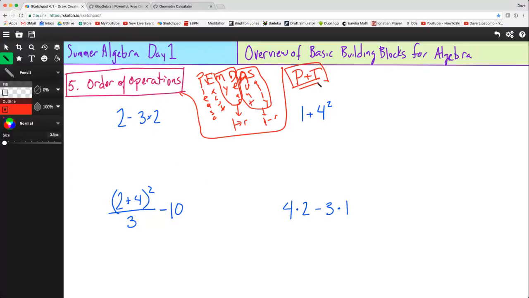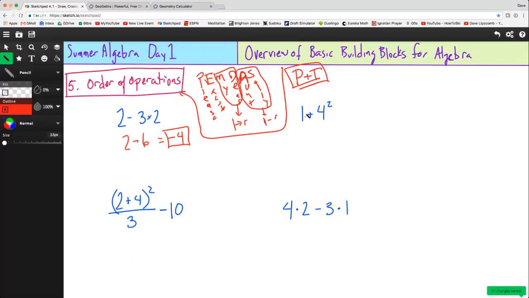Okay. Well, now I'm back. Hopefully you've tried these all. I really hope you did. There's no parentheses in this first one, no exponents. Multiplication, yes. So we have to do the multiplication before the subtraction. So we say, well, that's 2 minus 6. And now we can do the subtraction. So we have minus 4.